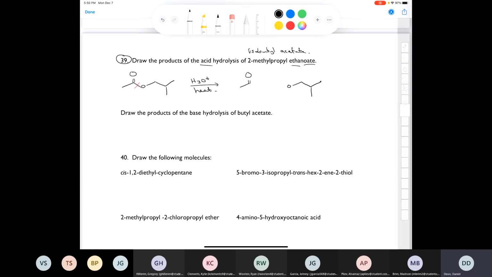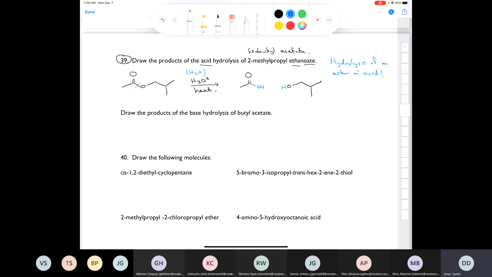And since we're adding what? We're adding H2O, right? We're lysing it and we're breaking it with H2O. So we're going to put OH here to make acetic acid, and we're going to put a hydrogen there to make isobutyl alcohol. There you go. That's it. So that's acid hydrolysis, hydrolysis of an ester in acid. Very important in this class.